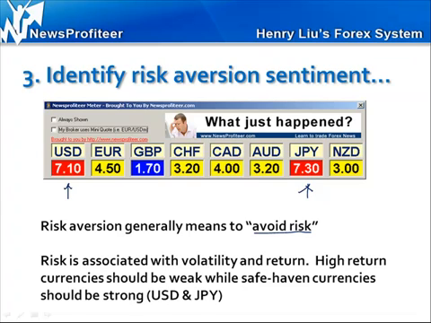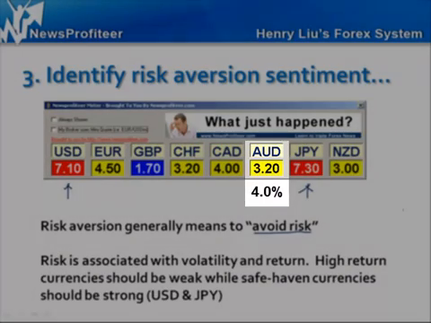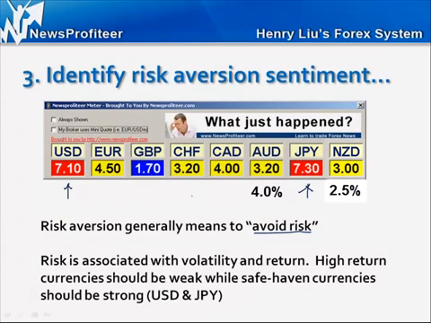And of course, high yield currencies, we know that the easy way to identify them is their official interest rate. We know the Aussie is at 4%, and the New Zealand dollar is at 2.5%. So we see 2.5%, 4%, they're kind of high. And the pound dollar, although it is only at 0.5%, is a very volatile pair. So when we say volatility and return, the high returns and the volatile pairs tend to really suffer in a risk aversion sentiment. So when you identify a strong dollar and Japanese yen at the same time, it basically tells you it is a risk aversion environment.